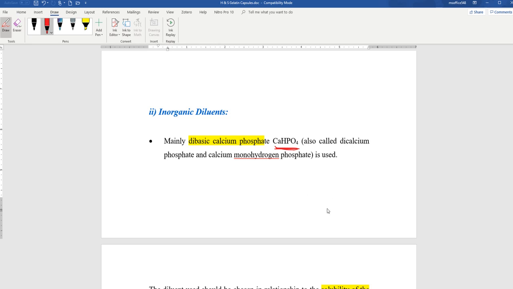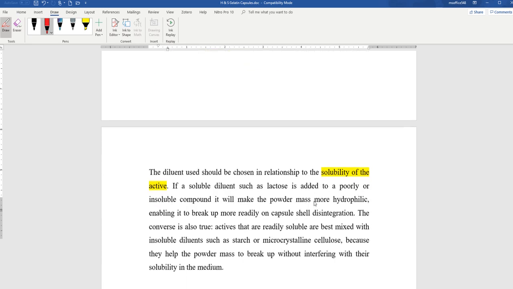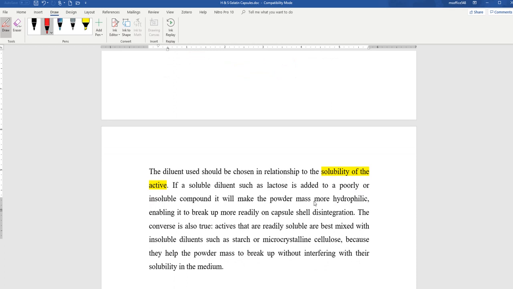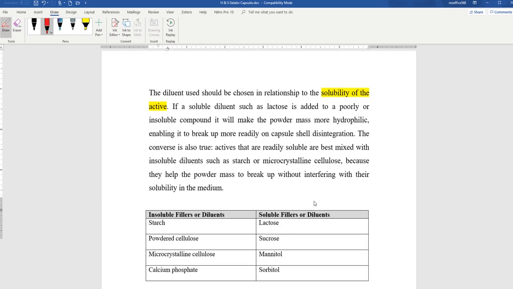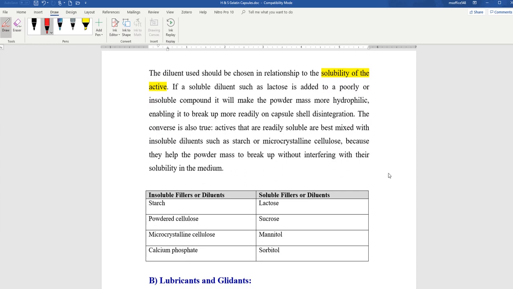It can be used in the excipients or for the formulation of drug to be filled inside gelatin capsules. So far you studied different types of diluents. So which diluent do I use with my drug? Well, generally it says the following. If your drug is poorly soluble, meaning its solubility is very poor, then it's better to use soluble diluent with it.